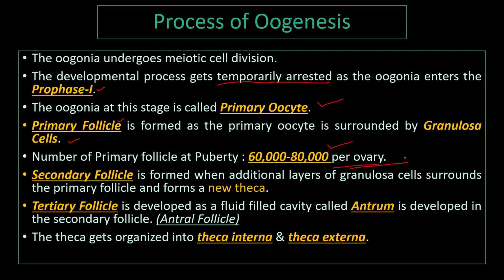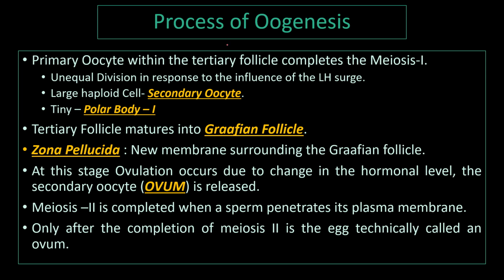So to summarize, you have the primary oocyte surrounded by granulosa cells called the primary follicle. The primary follicle develops into the secondary follicle when there is an additional layer of granulosa cells, and the secondary follicle develops into the tertiary follicle when there is a fluid filled space called the antrum, also known as the antral follicle. So till now what we have understood is that the follicle is developing, and inside that follicle we have the primary oocyte. Now the primary oocyte within the tertiary follicle, during puberty, completes meiosis 1.